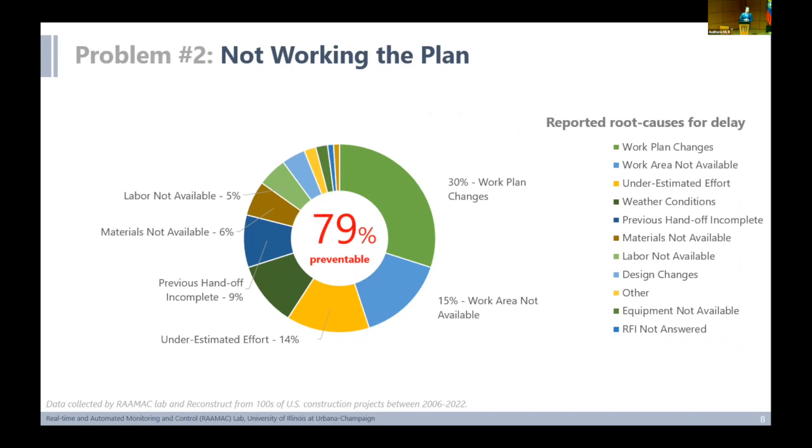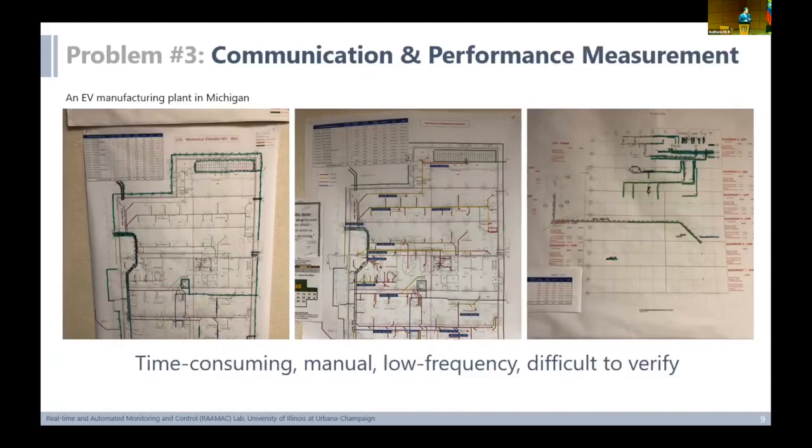The second issue is that while we have plans in place, we are not good at implementing our own plans. We've been surveying project teams on all kinds of reasons why projects are unable to execute, and there are all kinds of reasons that superintendents report back. Plans change, we show up at the job site and our work area is not available to us, we underestimated the effort. If you look closely into these root causes for delay, almost 80% of them are preventable. The challenge is that project managers and superintendents do not have visibility into these problems in time to take action and bring the project back on schedule.